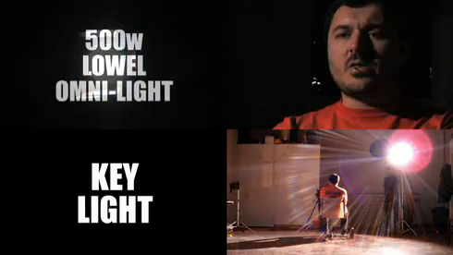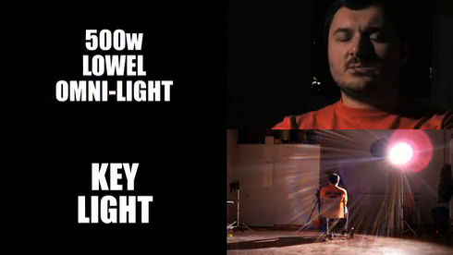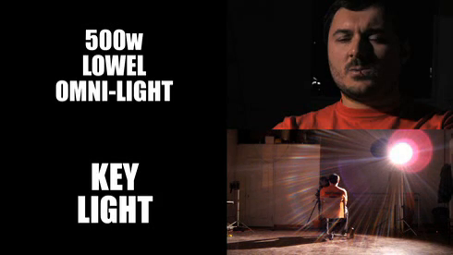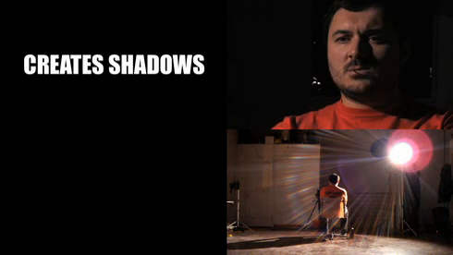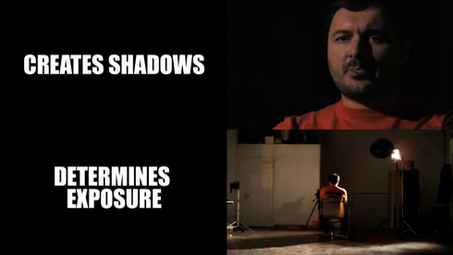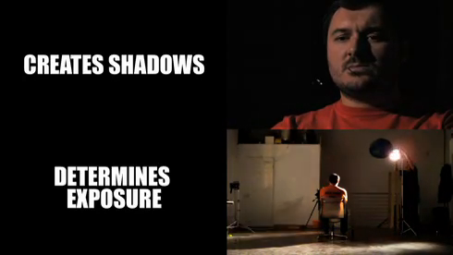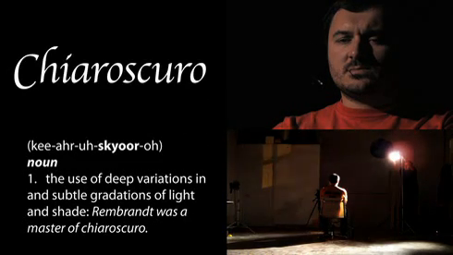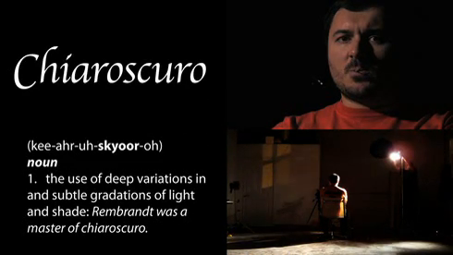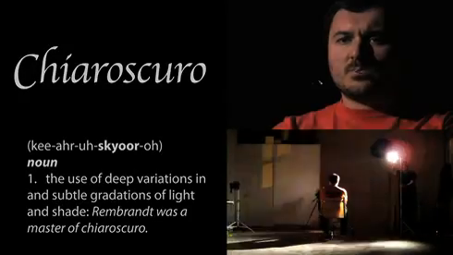It all starts with the key light, which in our case is a 500-watt Lowell Omni light, naked, up and to our model's right. This is the light that's going to create the shadows, and it's also the light that's going to be used to determine the exposure of the shot. As you can see, we've got some pretty intense chiaroscuro going on, but the shadows are so dark that it looks kind of distracting, so we're going to lighten them up.